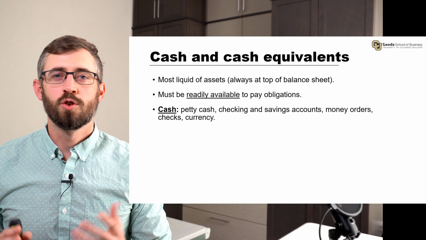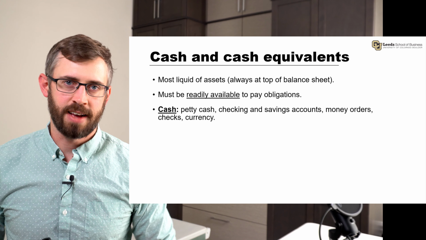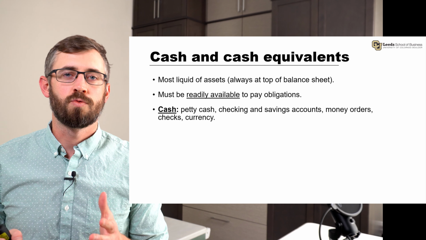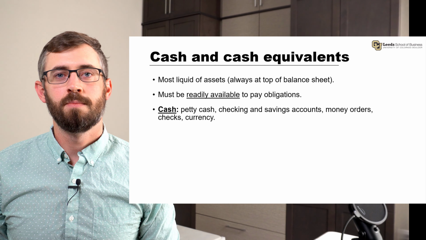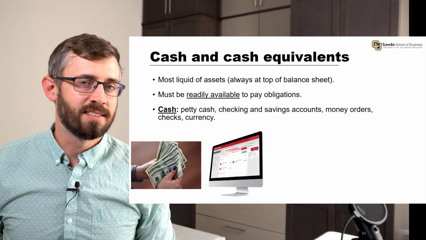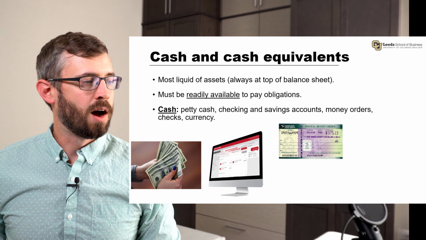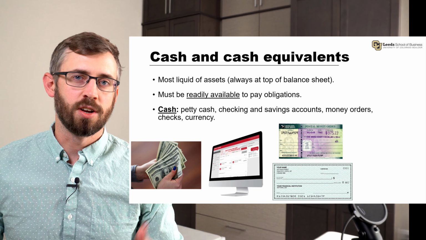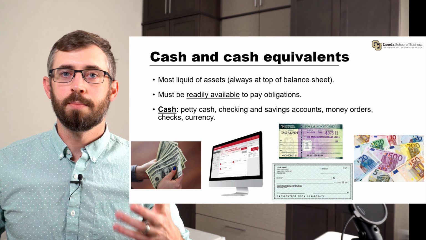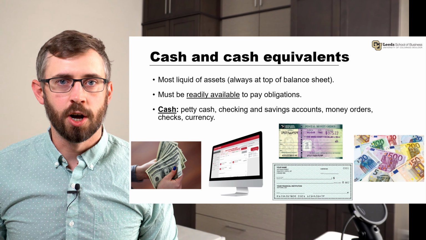Let's get started. So cash is going to be our most liquid of assets, right? It is usually the line we see at the top of the balance sheet because it is ready to pay our obligations. Now this could come in the form of things like petty cash. It could be checking and savings accounts. It could be money orders. It could be checks. It could be different types of currencies. So cash encompasses quite a bit of different things beyond just paper cash.